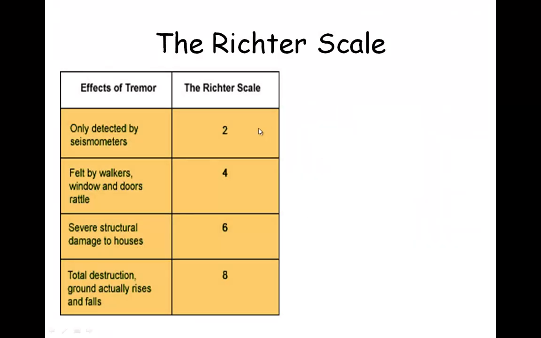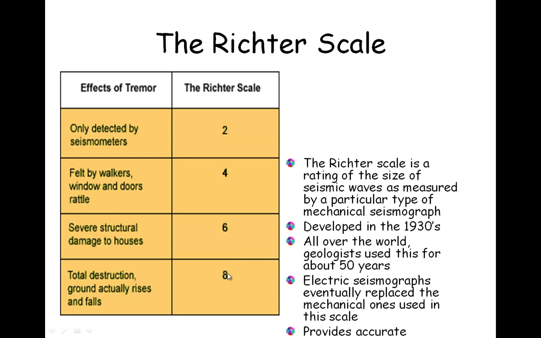So if you've got a 2 and you go up to a 4, and this one's only detected by a seismometer, this is felt by walkers and windows and doors rattle. That 2 to the 4, that 4 is actually 10 times 10, 100 times more powerful. Go up to a 6, and that's 100 times more powerful than that, or 10,000 times more powerful than a 2. And then this is actually 100 times more powerful than a 6, or a million times more powerful than a 2. So very, very strong.